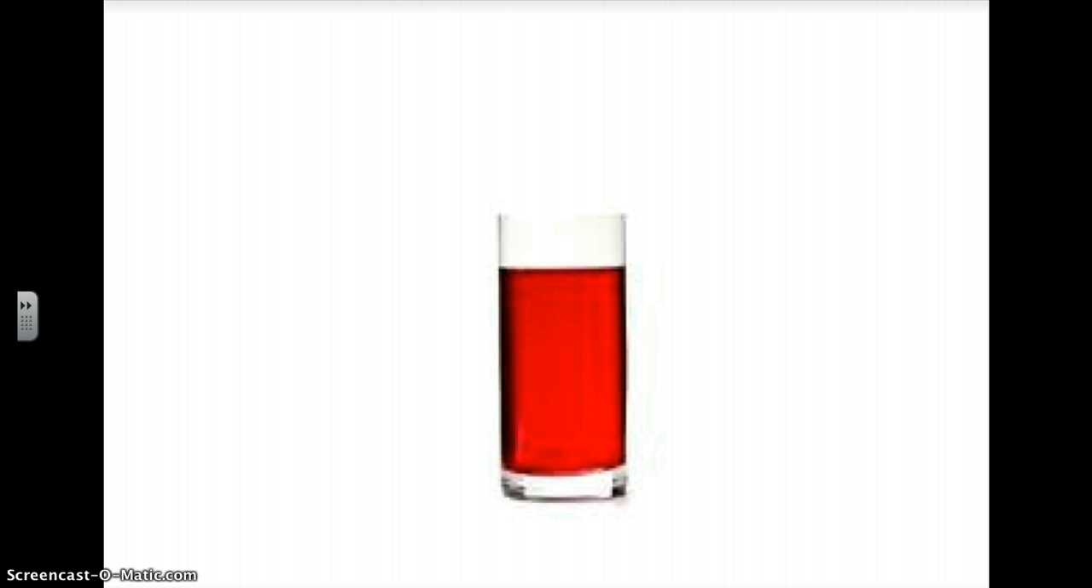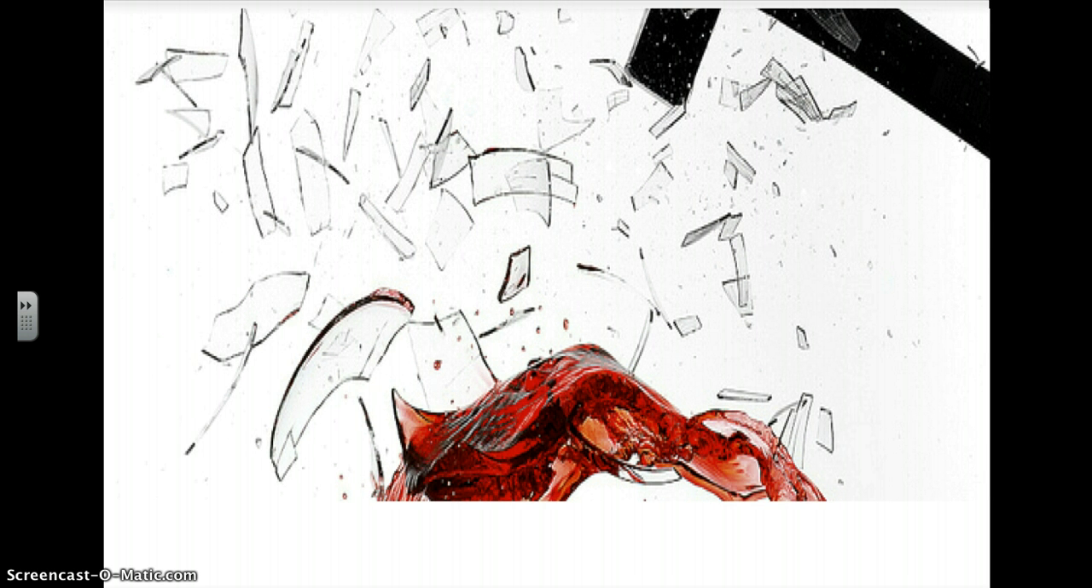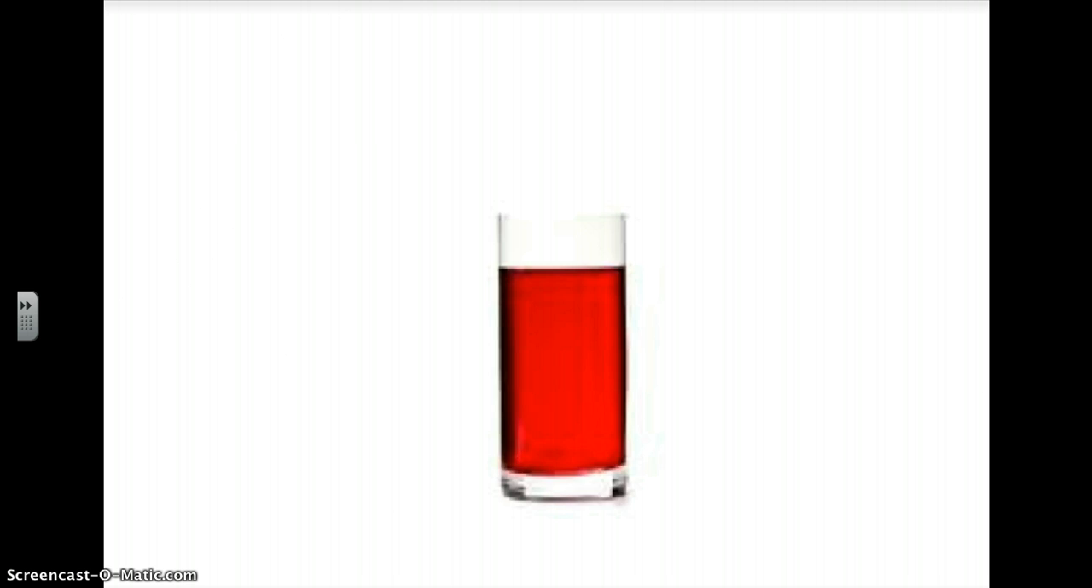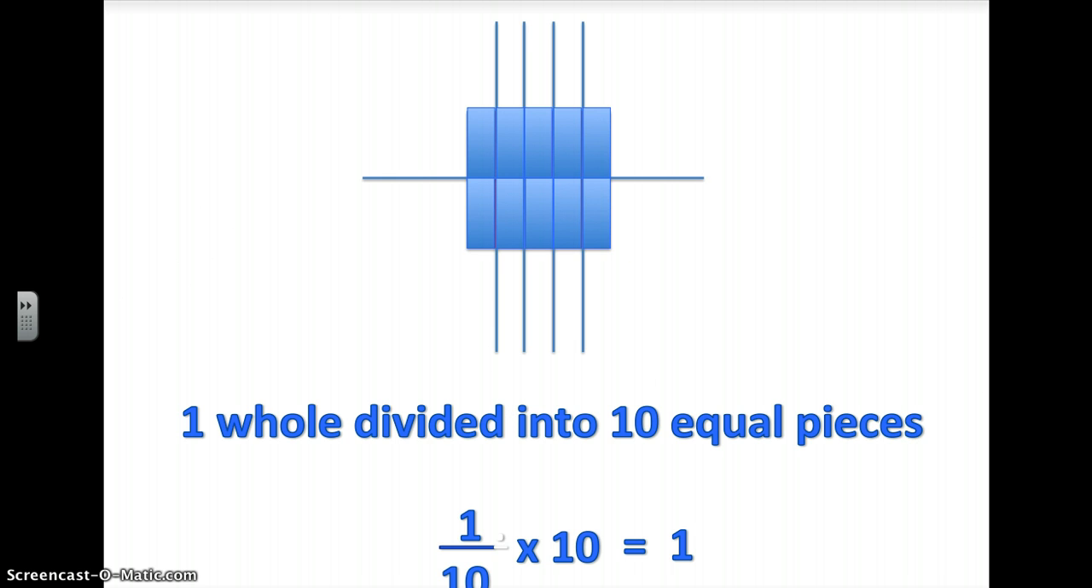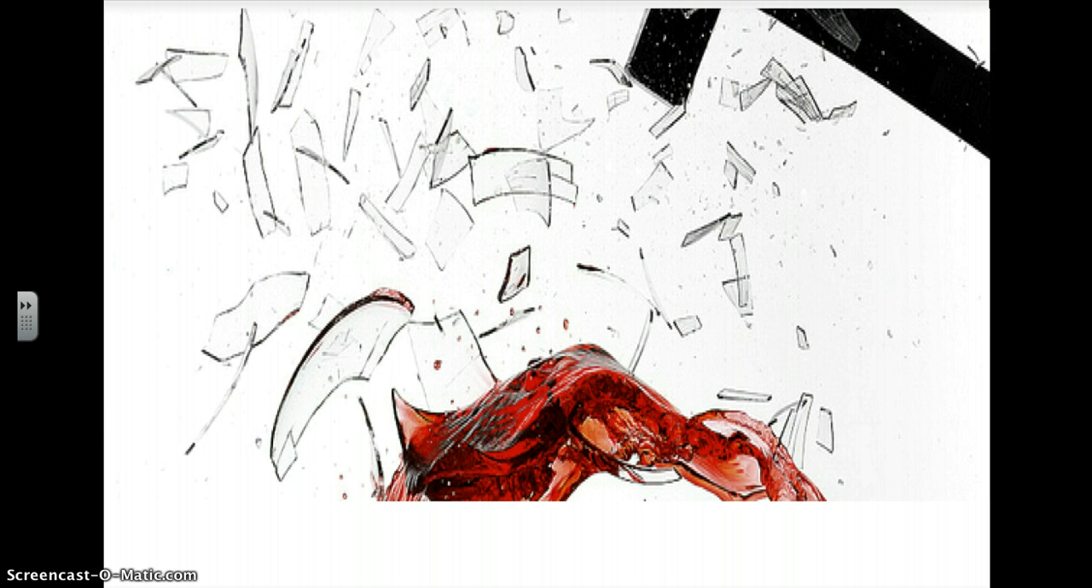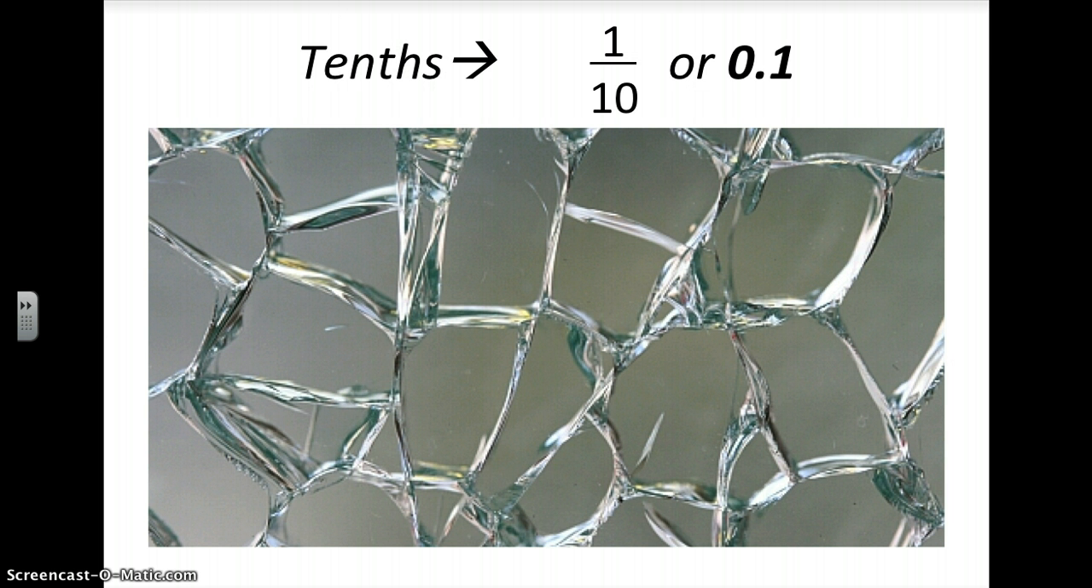So now let's bring it back to our glass of juice example. If I took this glass of juice and I smashed it up into tiny little pieces. Now keep in mind the main difference between the image you see here and what we're doing with our place value chart: if you noticed here, all of my pieces are exactly the same. So we're going to imagine that all of these pieces that the glass is being smashed up into are exactly the same size. So now, if we smashed it into 10 equal pieces, each one of those pieces would represent 1/10, and we can write that as a fraction or as a decimal.